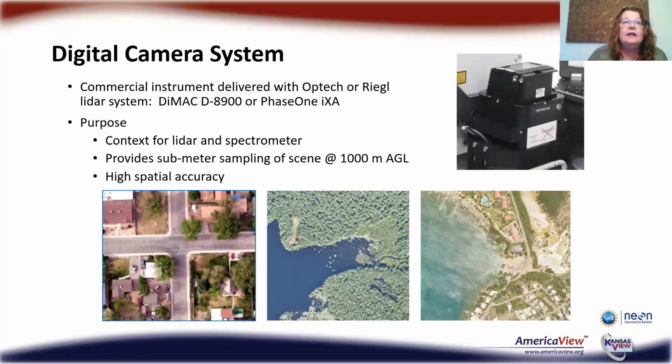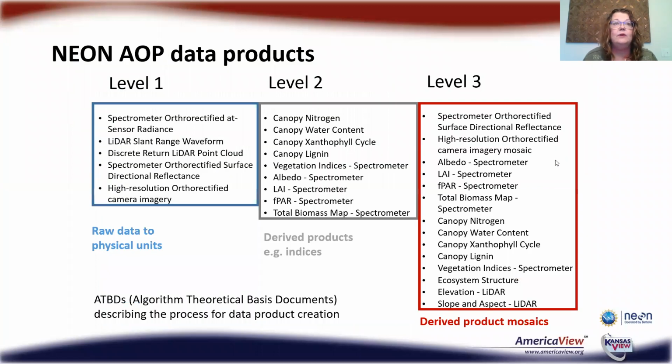Third, we have the digital camera system. It provides sub-meter spatial resolution, and it has a high spatial accuracy. And it's largely to provide context for the LIDAR and the spectrometer data that's a little bit more coarse at the 1 meter. And I'll show you some of that data in the web mapping application as well.